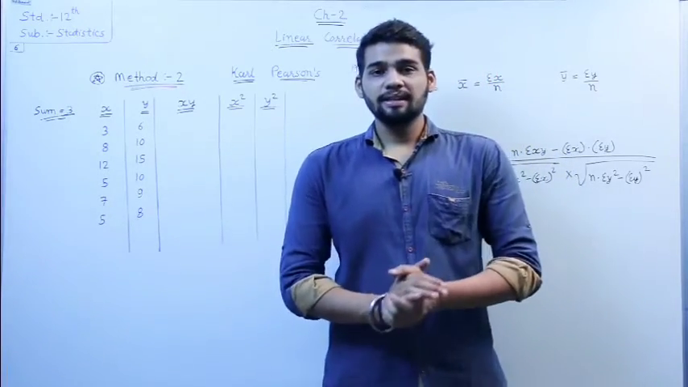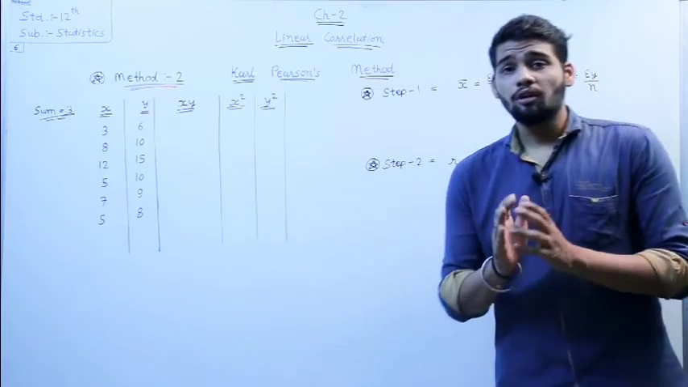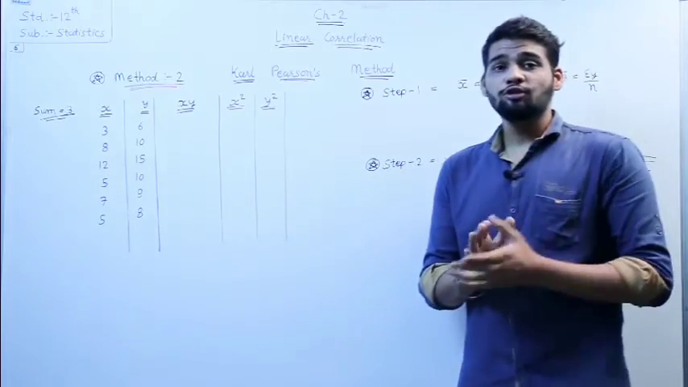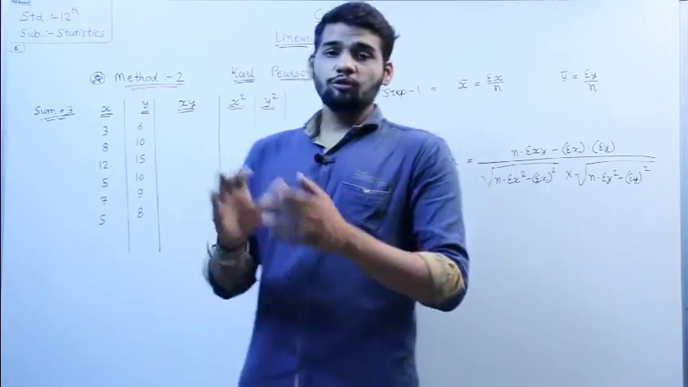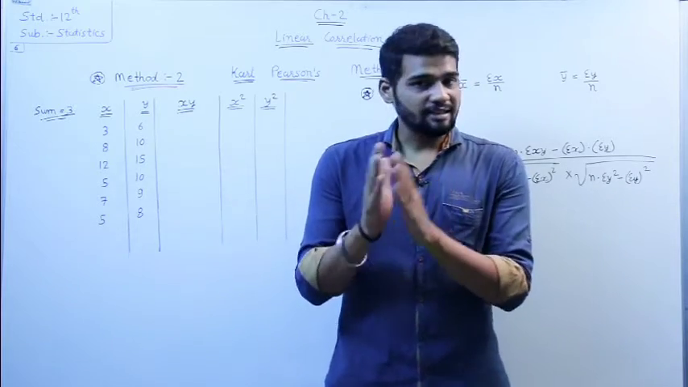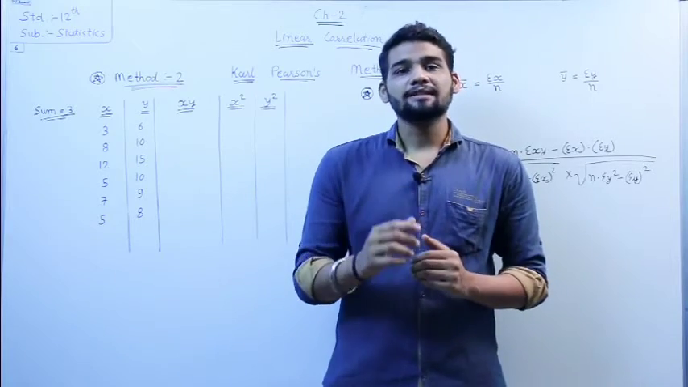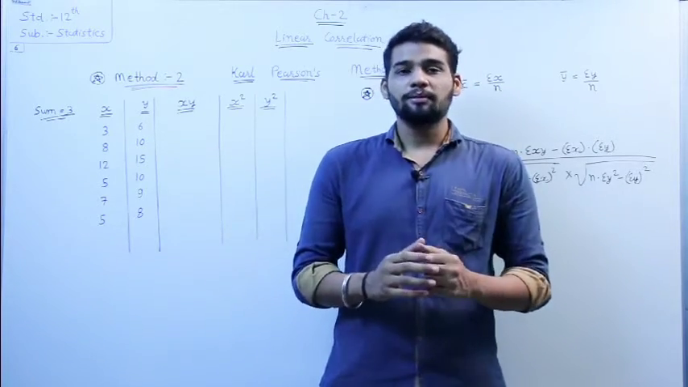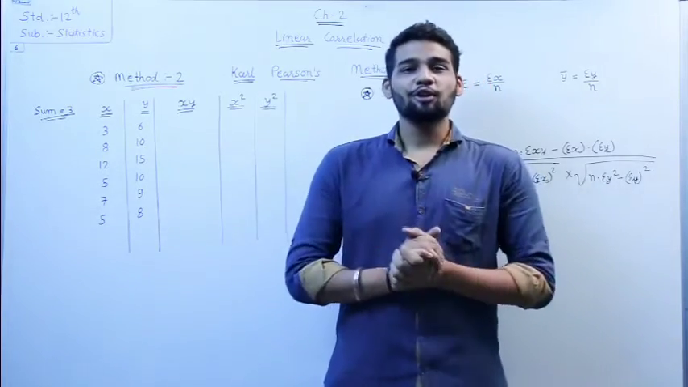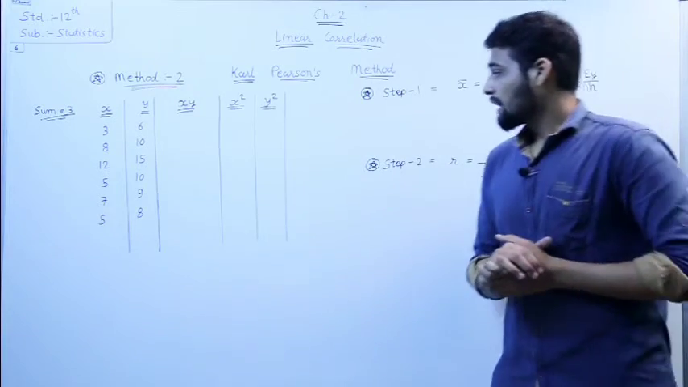In the previous lecture we discussed the first formula. If the values of variables x and y are large, then we use the formula for correlation: r is equal to sigma (x minus x bar) into (y minus y bar) upon under root sigma (x minus x bar) whole square multiplied by under root sigma (y minus y bar) whole square. I hope you all understood, and now we are going on to a new type of sums.